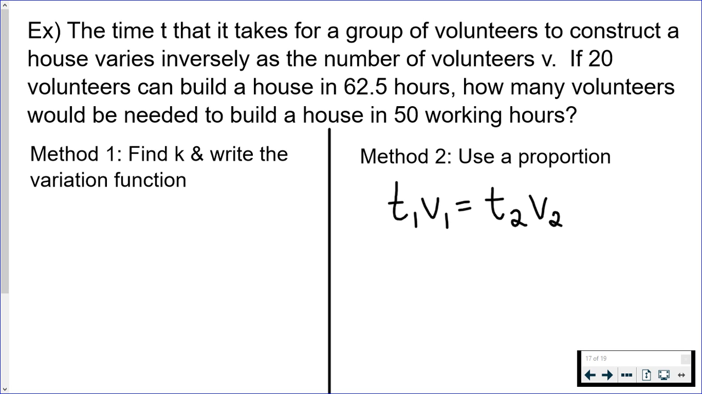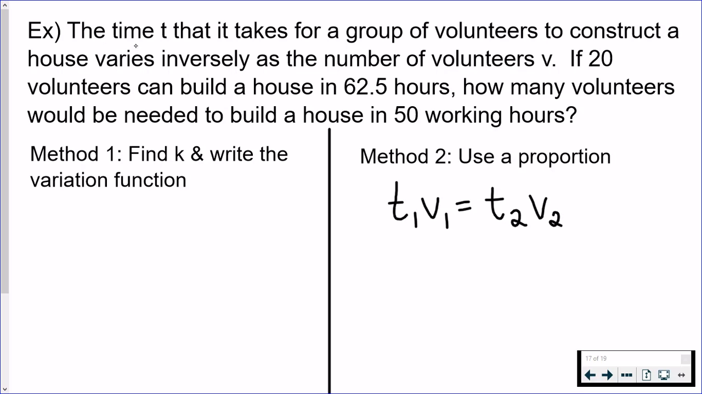So in this example, it says the time T that it takes for a group of volunteers to construct a house varies inversely as the number of volunteers V. Right away, I'm told that this is an inverse function. There's just a lot of words in this sentence.